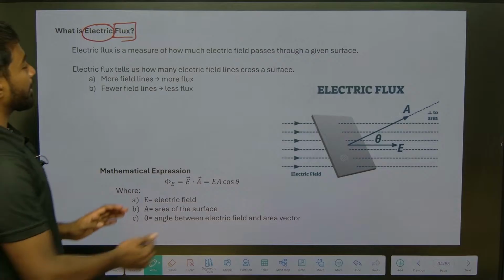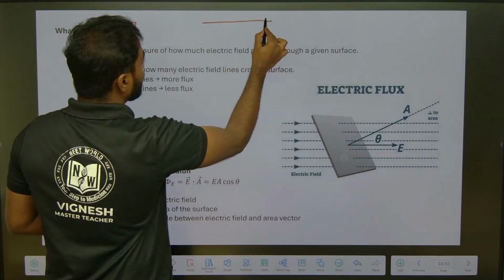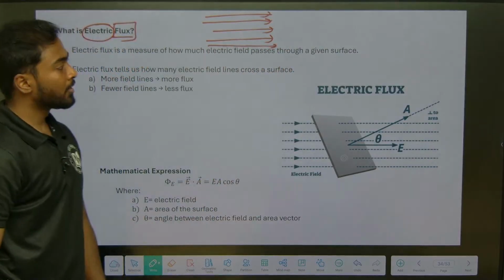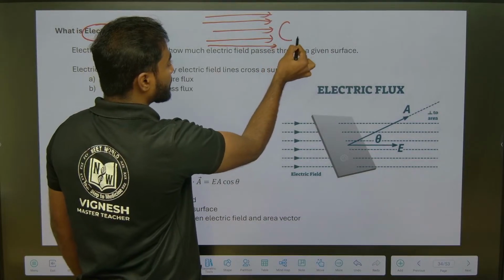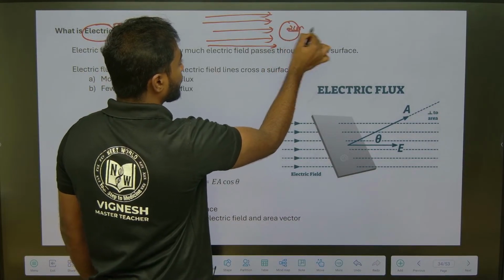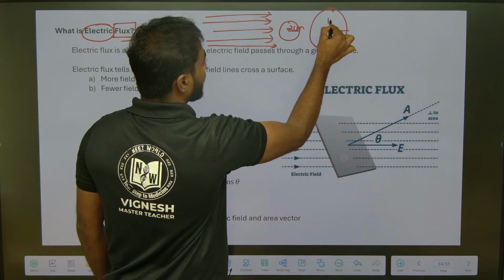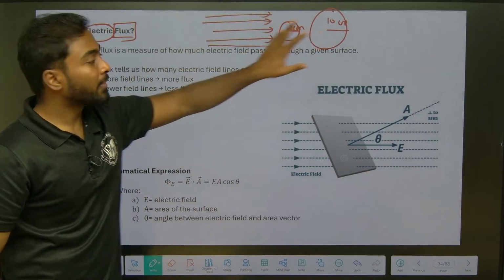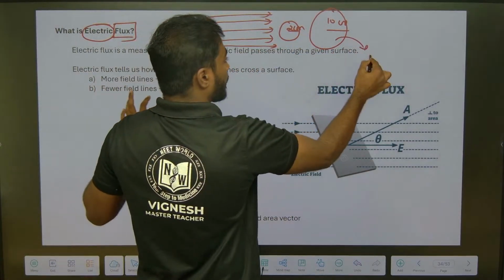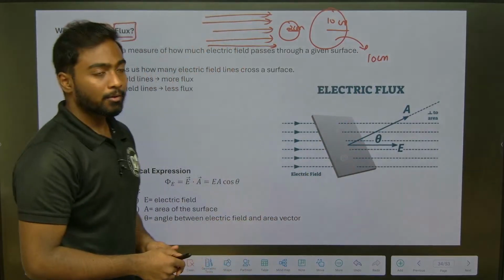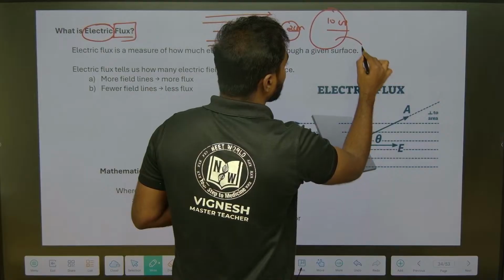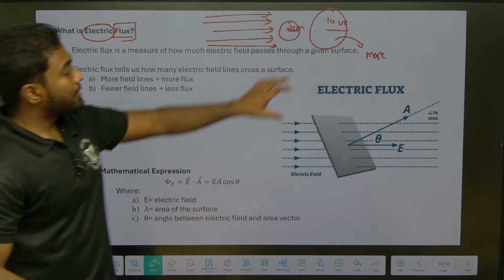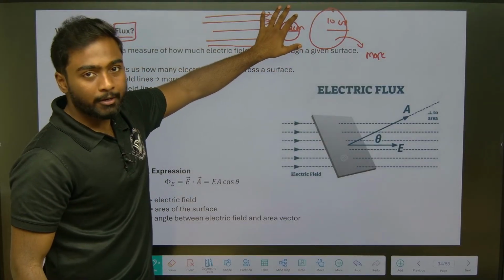Suppose we take uniform electric field lines. Here I am taking a circle of radius 2 centimeter and one more circle of radius 10 centimeter. In which can we expect more field to pass? We can say that the 10 centimeter circle has more electric field passing through it compared to the 2 centimeter one. Why? Because it has a bigger area compared to the 2 centimeter circle.